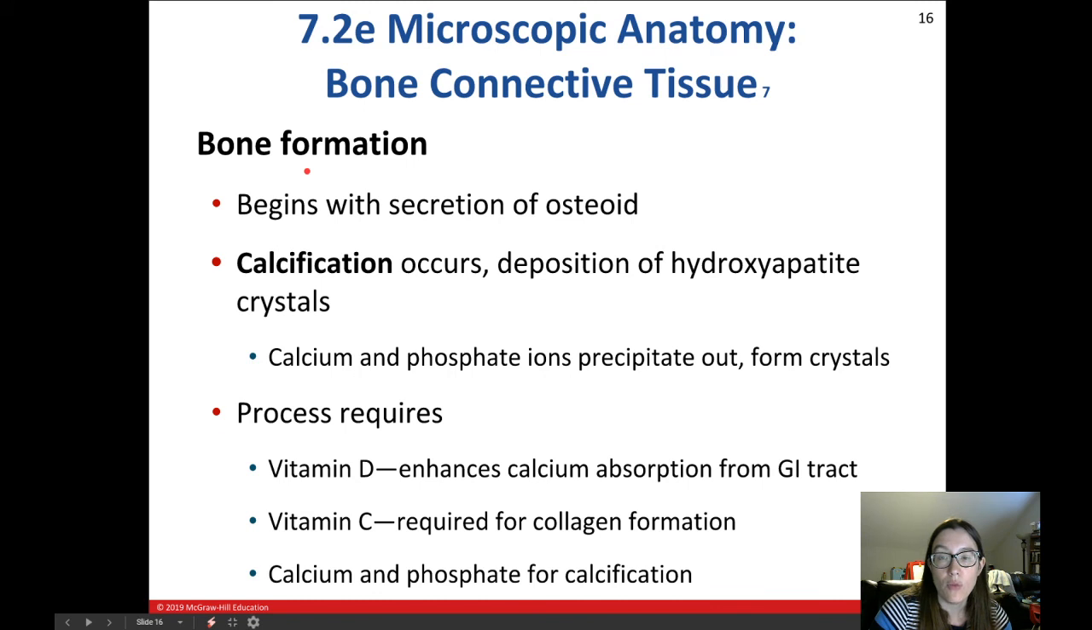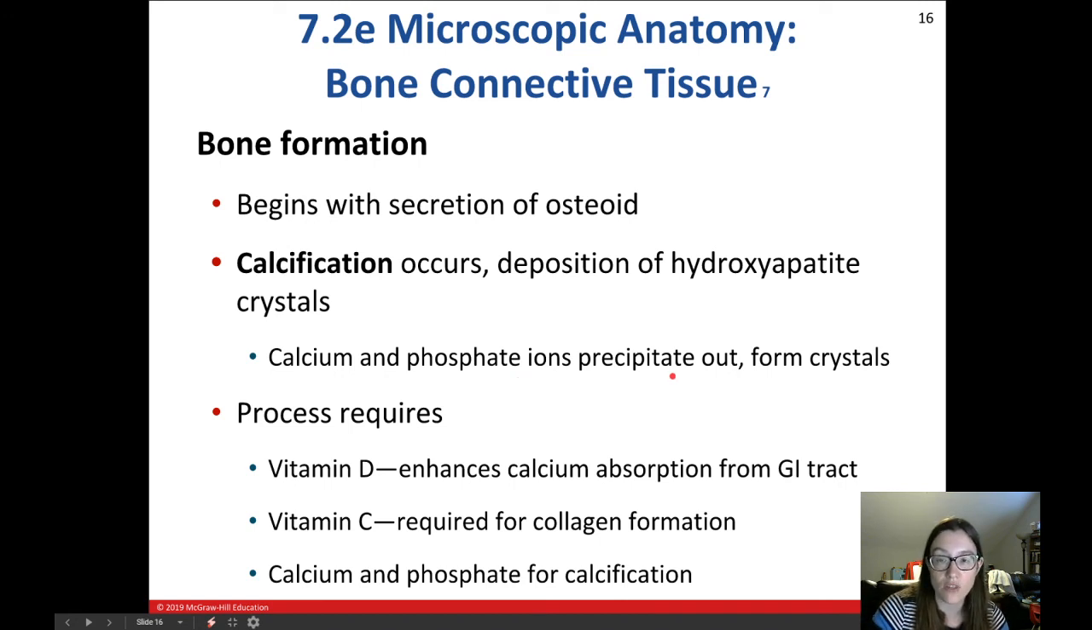So as we said, bone formation begins with the secretion of osteoid. So which cells secrete the osteoid? The osteoblasts. Osteoblasts secrete the osteoid. Once the osteoid is laid down, remember that contains those collagen fibers in it, calcification occurs. And so that's when we have the deposition of the hydroxyapatite crystals. So the calcium and phosphate ions precipitate out and form crystals around those collagen fibers.